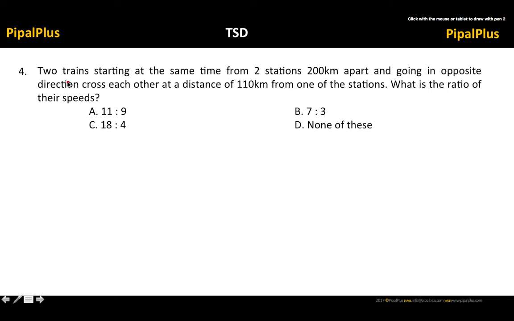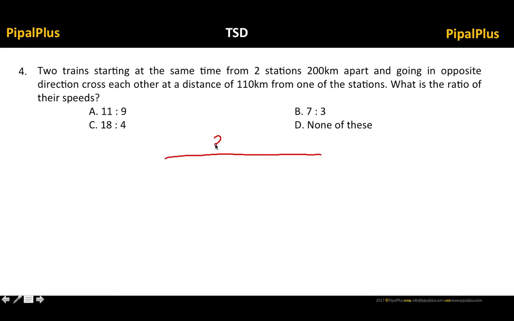So in this question, there are two trains which start at the same time from two stations which are 200 kilometers apart, and they travel in the opposite directions, towards the other station, right? And what happens is that they cross each other at a distance of 110 kilometers from one of the stations. The question is, what is the ratio of their speeds? So let me just pictorially represent the situation.